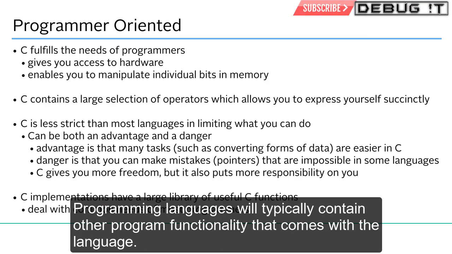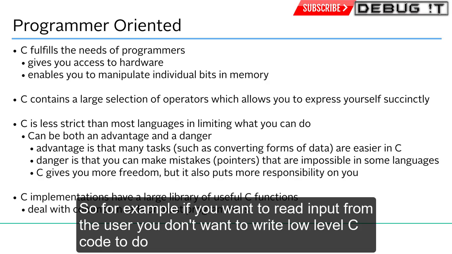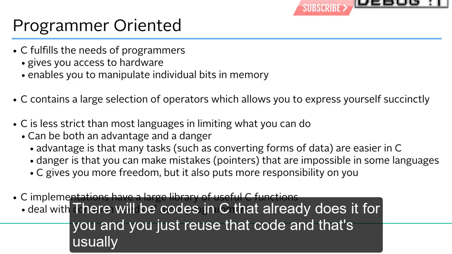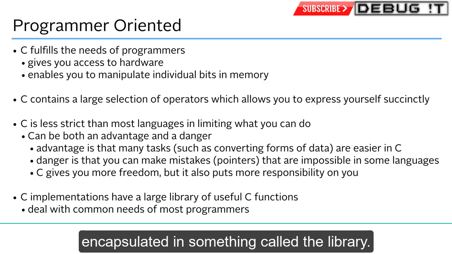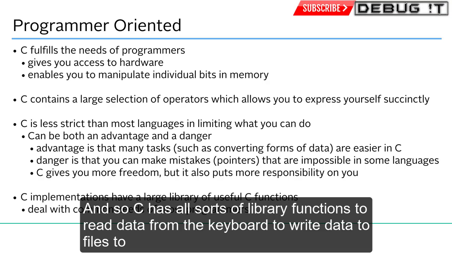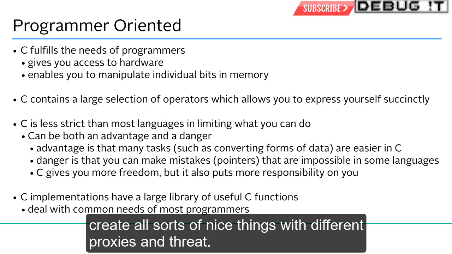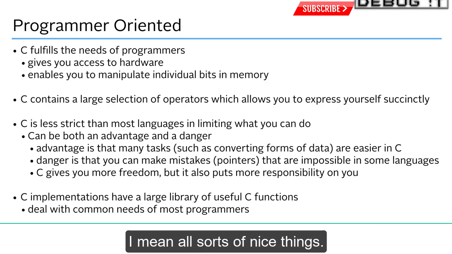Programming languages would typically contain other pre-built functionality that comes with the language. So, for example, if you want to read input from the user, you don't want to write low-level C code to do that. There will be code in C that already does it for you, and you just reuse that code. And that's usually encapsulated in something called a library. And so C has all sorts of library functions to read data from the keyboard, to write data to files, to create all sorts of nice things with different processes and threads. I mean, all sorts of nice things.